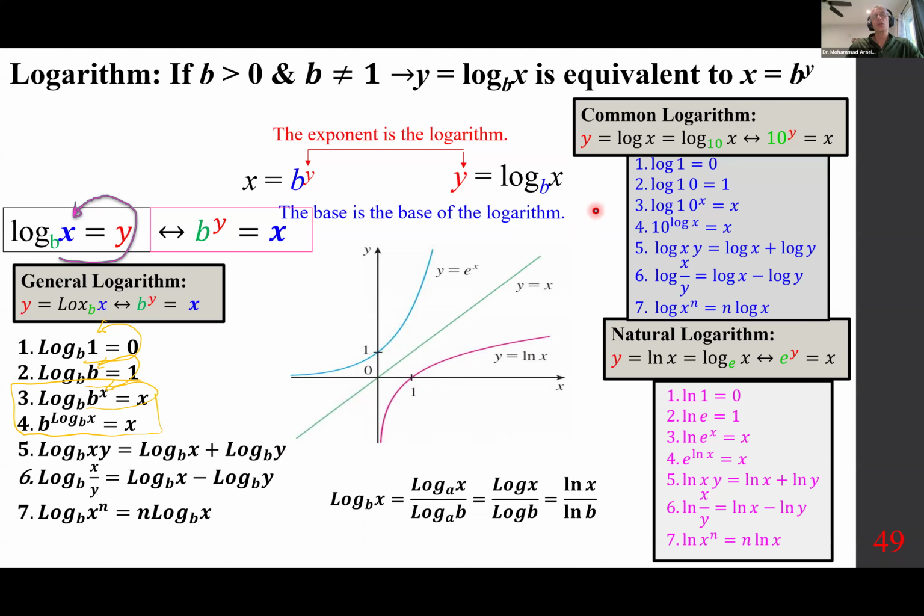This is known as the change of base formula. Log x base b is log x over log b with any base, for example, a in general. What would we use here? Common log. Over here, natural log. You can use any of them for the sake of calculation.